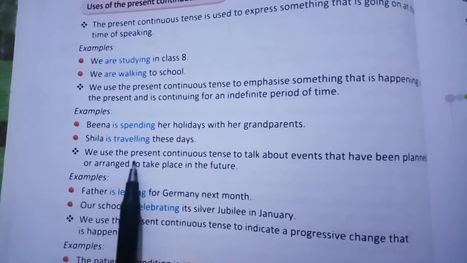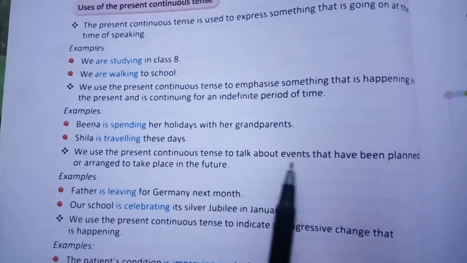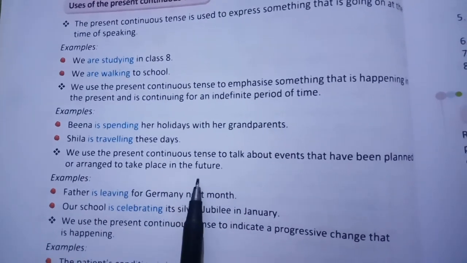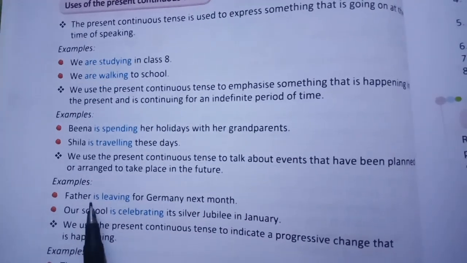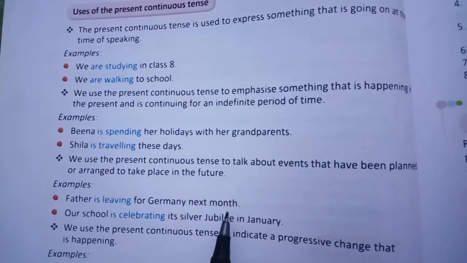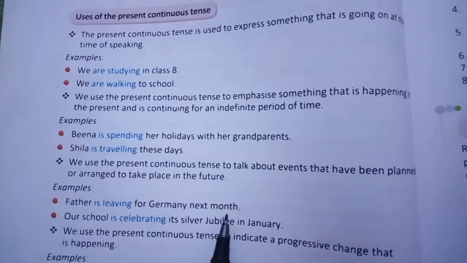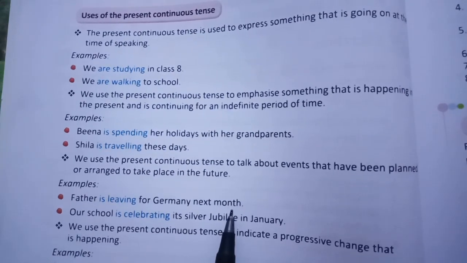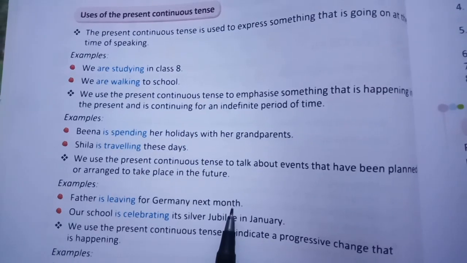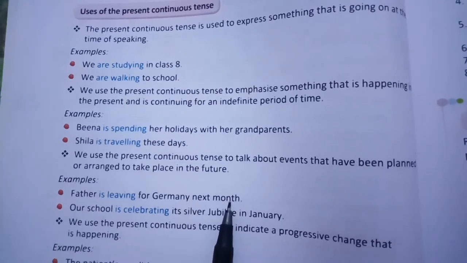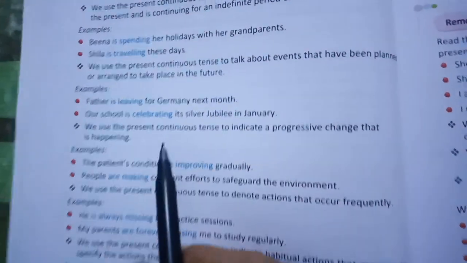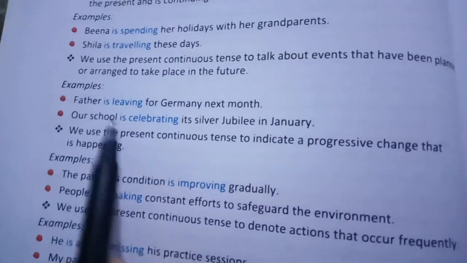Third, we use the present continuous tense to talk about events that have been planned or arranged to take place in the future. Like, father is leaving for Germany next month. See, next month: it means it has not happened and is not happening now. It is going to happen in the future, but it is already planned. So for those actions which are already planned to happen in the future, we use present continuous tense.